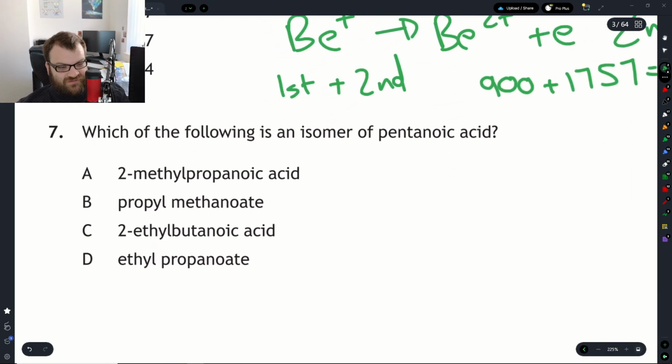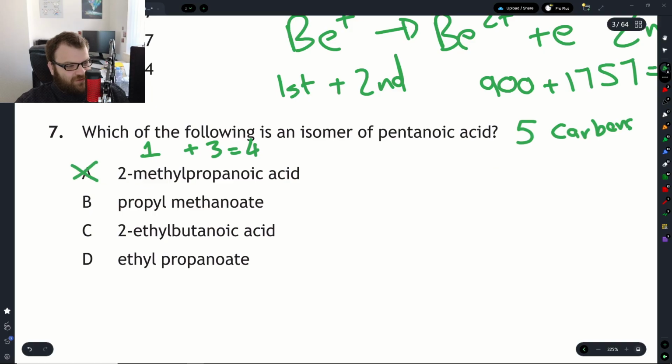Next question, we're asked about an isomer of pentanoic acid. First thing I would do in any of these questions is think about the number of carbons that we have. Pent means we've got 5 carbons. Methyl means 1 carbon. Prop means 3 carbons. Means we would have a total of 4 carbons.